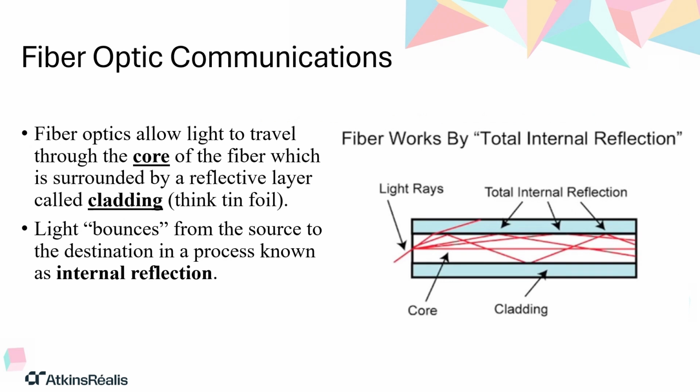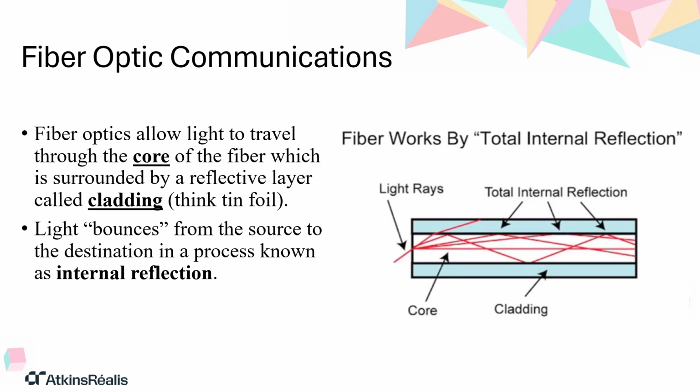The light pulses that are sent from the source and received by the destination travel down each individual fiber optic strand by a process called total internal reflection. What this really means is that fiber optics allow light to travel through the core of the fiber, which is surrounded by a reflective layer called cladding. This is really similar to a very thin tinfoil. Light bounces along the fiber optic strand from the source to the destination, bouncing between the cladding, as you can see here in this image. This is the process known as internal reflection.